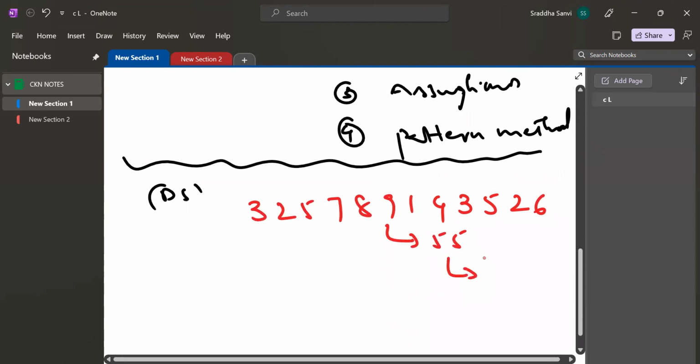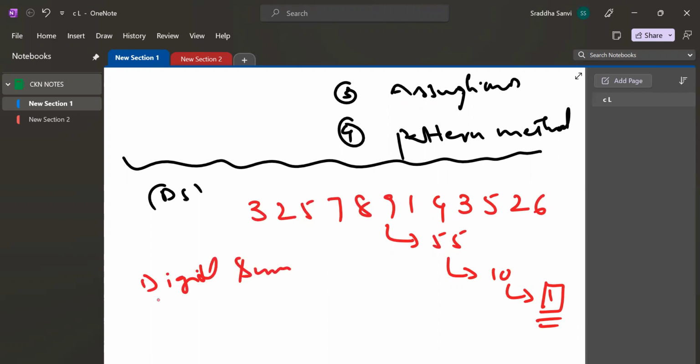In 55, if I add 5 plus 5, 10. In 10, 1 plus 0 is going to be 1. The final single digit 1, that's called the digital sum of the number. So what do you mean by digital sum? You keep adding the digits till the time you get a single digit number. The final single digit is called the digital sum of the number here.